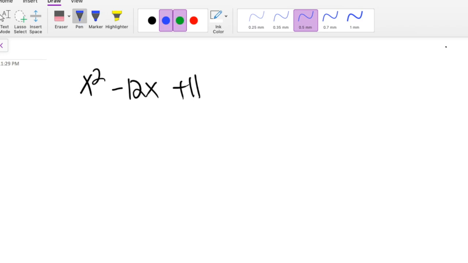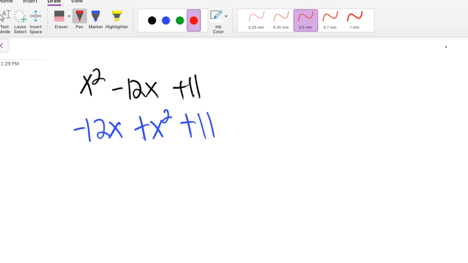Alright, so completing the square. I promise that after this video, you'll for sure understand how to finally complete the square. There's a couple things that we need to know. Let's say this question was written negative 12x plus x squared plus 11. So technically, this right here would be the B, this would be the A, and this would be the C.